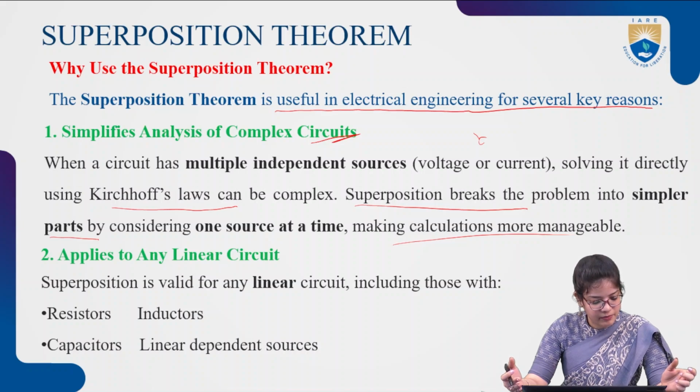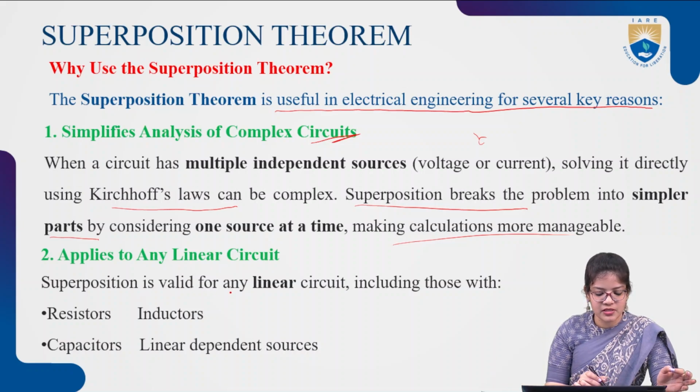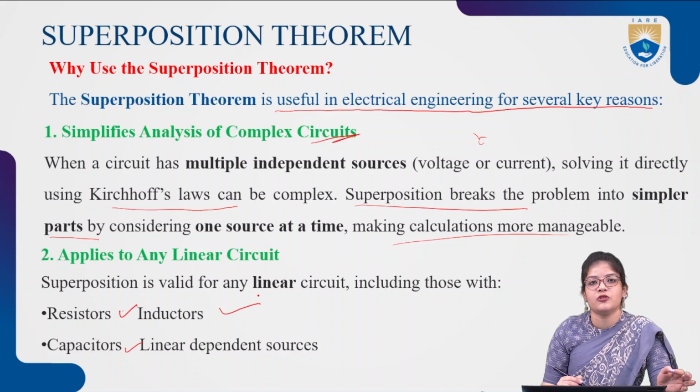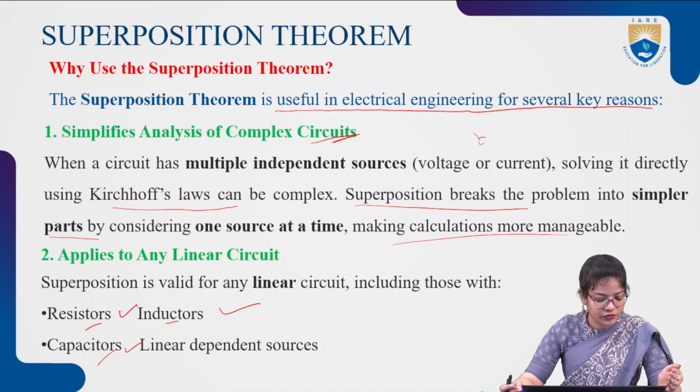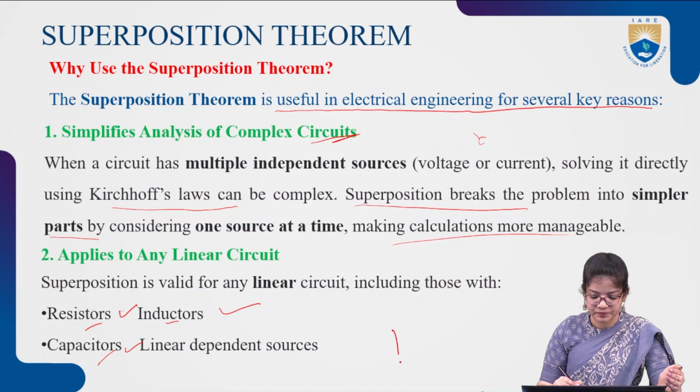The second point: apply to any linear circuit. I have already mentioned it is applicable only for linear circuits. Superposition theorem is valid for linear circuits, including those with resistors, capacitors, inductors and linear dependent sources. Mostly we'll be using resistors, inductors and capacitors, and the output of these will be linear.